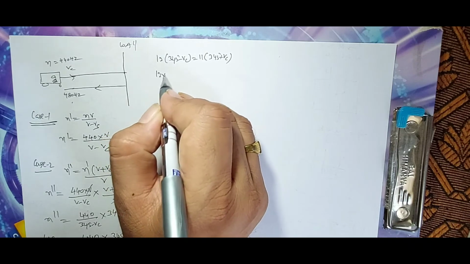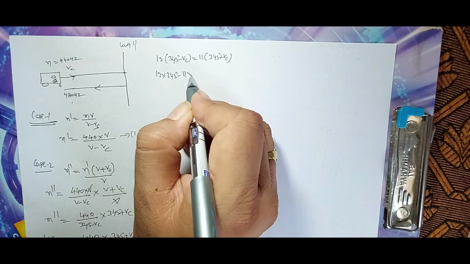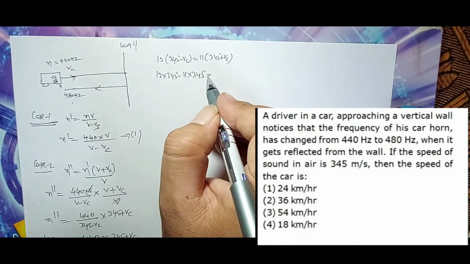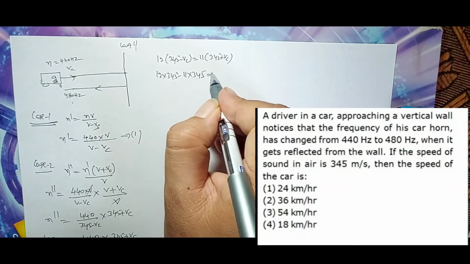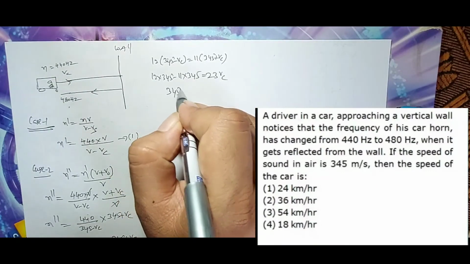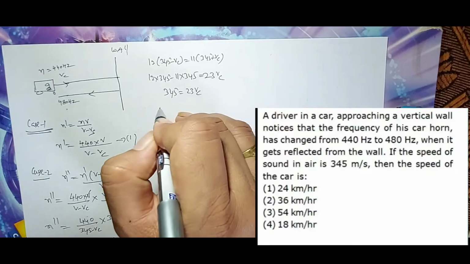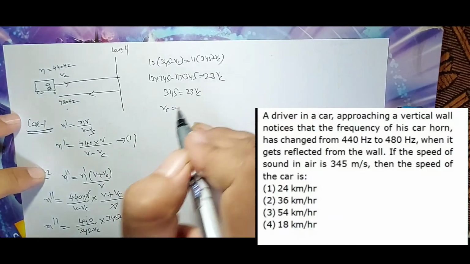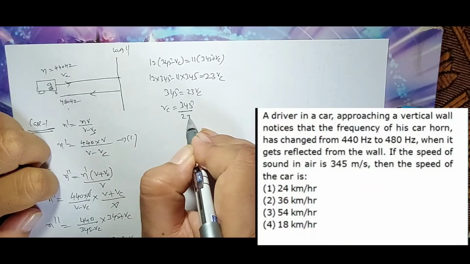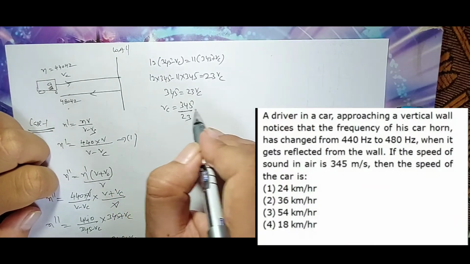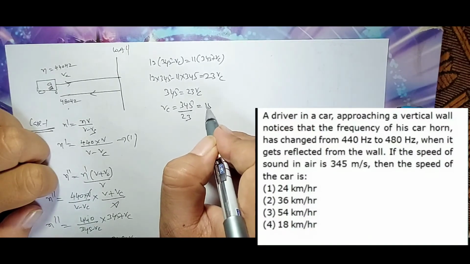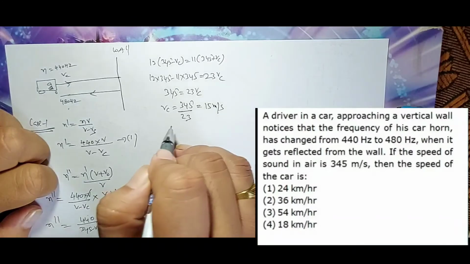So, 12 into 345 minus 11 into 345 is equal to 23 Vc. So, 345 is equal to 23 Vc. So, Vc is equal to 345 divided by 23. Clearly this 23 cancels in 345, 15 times, 15 meter per second.